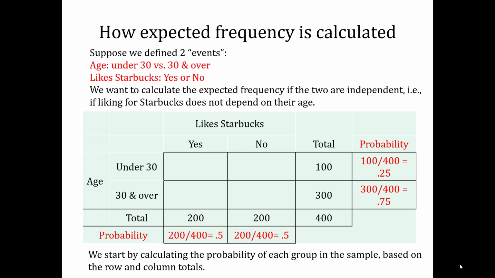So, if we randomly chose a person from this sample, the chances that they would be under 30 is simply 100 over 400 or 0.25. That's the probability of being in that group. Similarly, the probability of being 30 and over is 300 over 400 or 0.75. Using the same logic, you can calculate the probability of people liking and not liking Starbucks. Now let's see how we can use these probabilities to calculate the expected frequency in each cell in the crosstab.